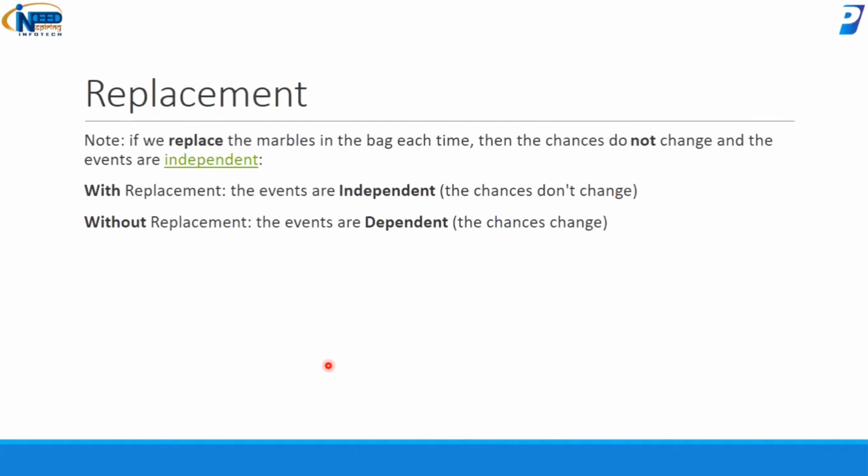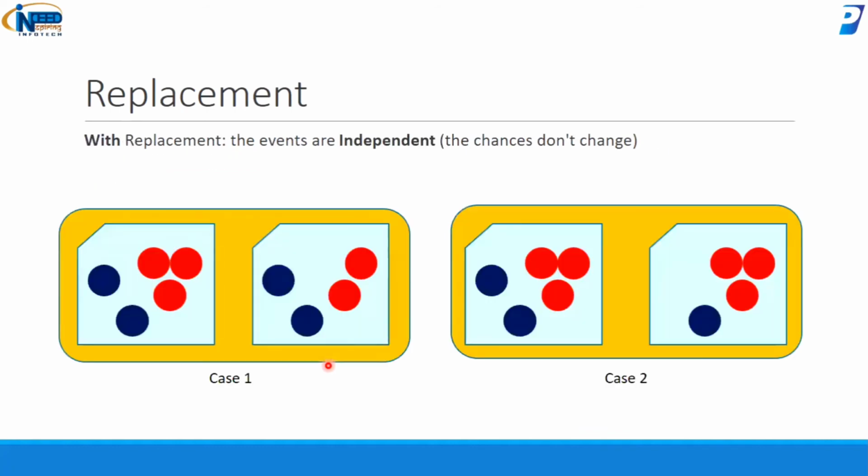Let's move ahead and understand the concept of replacement. Hope you are getting everything. Replacement means whether you are replacing or just removing. So in the case of balls, we just removed. In the case of a coin, it was replaced. So let's understand this with replacement. This is a case of replacement. With replacement, events will always become independent.